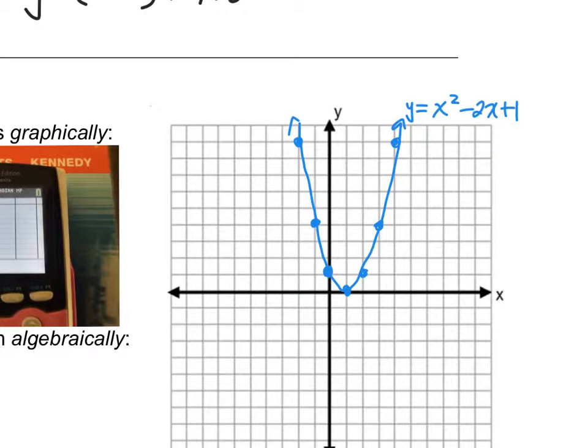All right, for the line, really all you need are 2 points and a ruler. So I got 1, negative 1. I got 2, 1. That actually happens to be a point of intersect. All right. And then I could just slap a ruler on it and go from there.